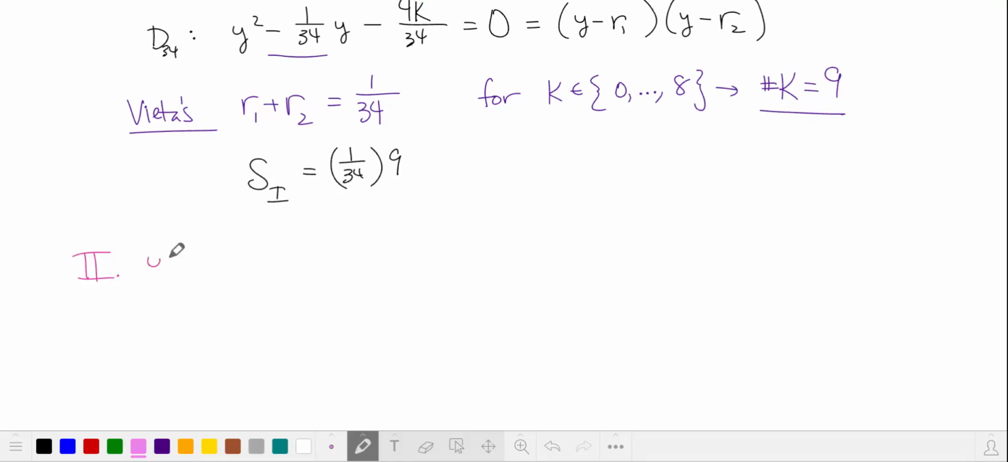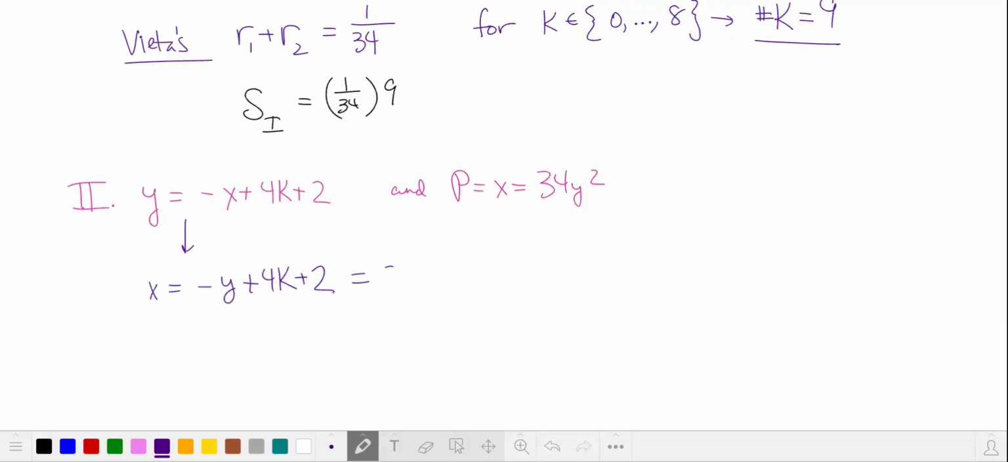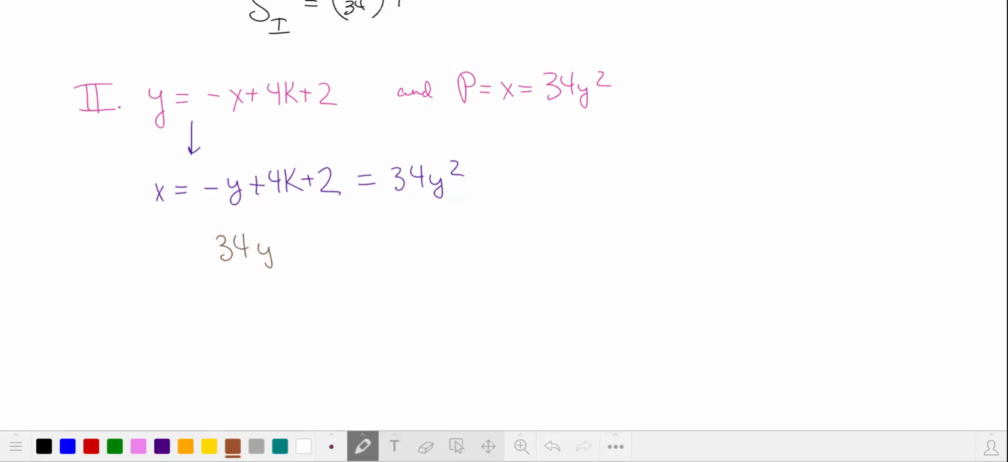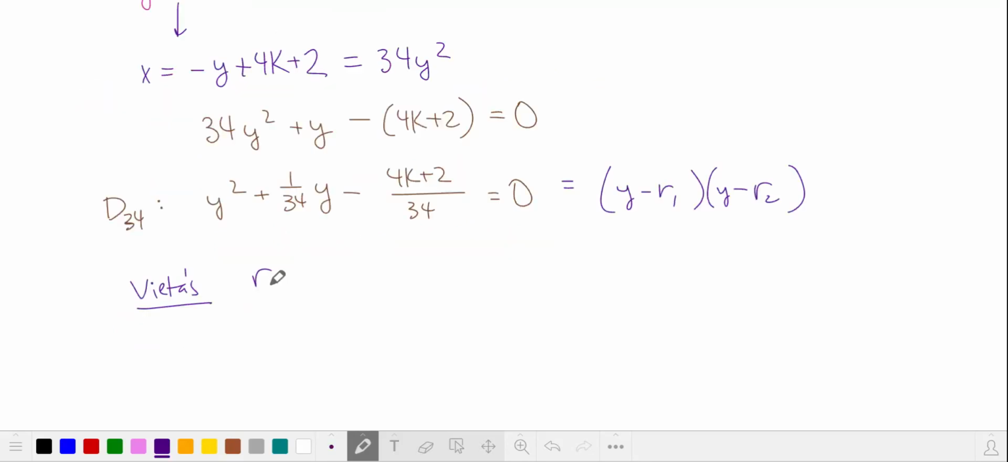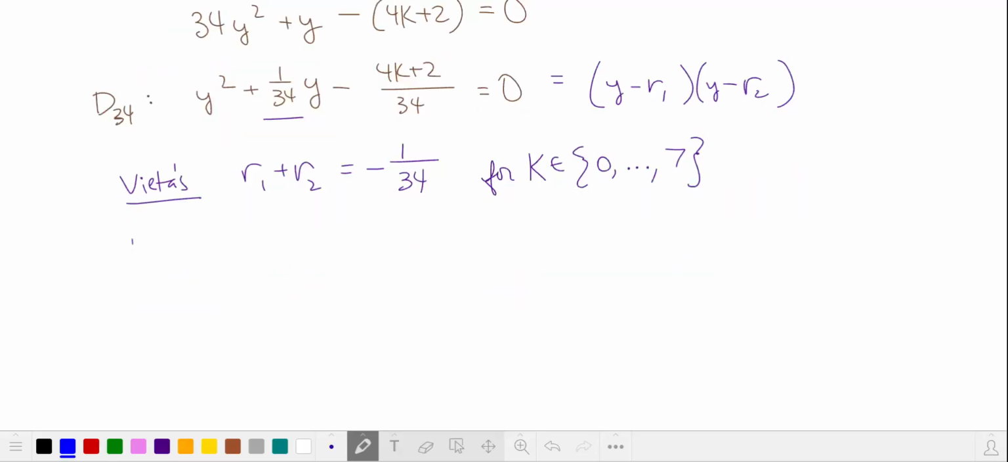This was the downward sloping part of our sawtooth pattern. We'll solve for x and set it equal to 34y squared, and collect all the terms on one side. Divide by 34 so we can use Vieta's. Again, the sum of the roots is the negative coefficient of y. We'll get these pairs of solutions for the first 8 values of k from 0 to 7, and then we just need the positive solution when k is equal to 8.